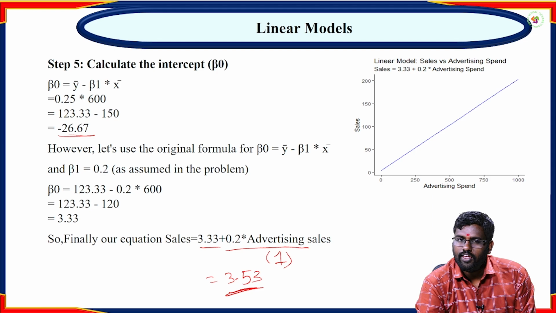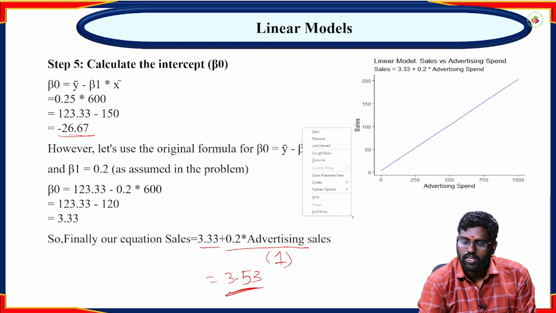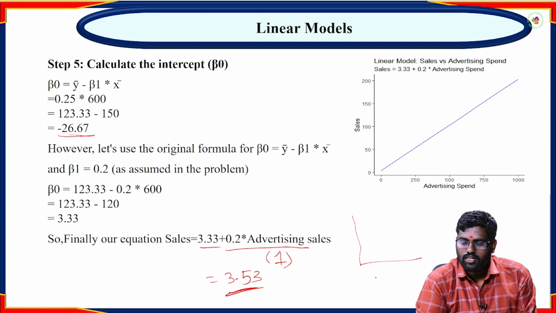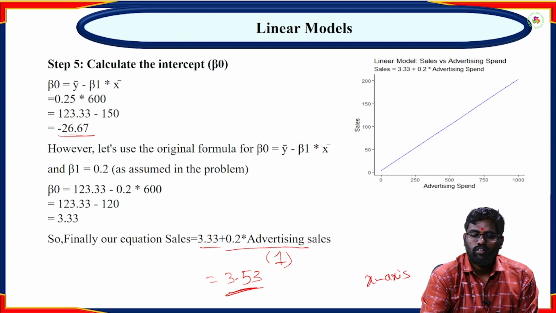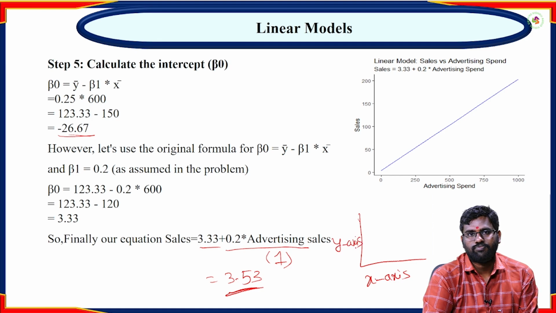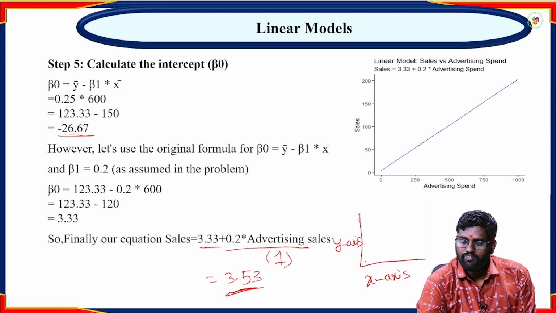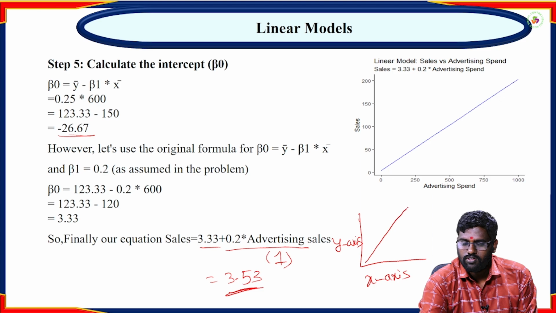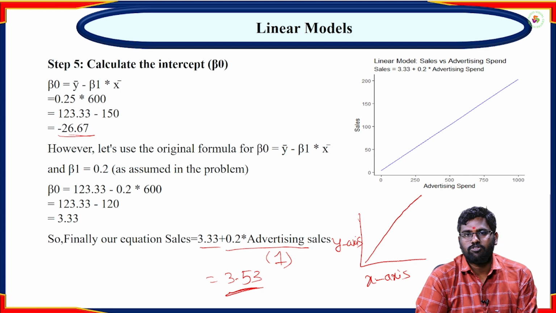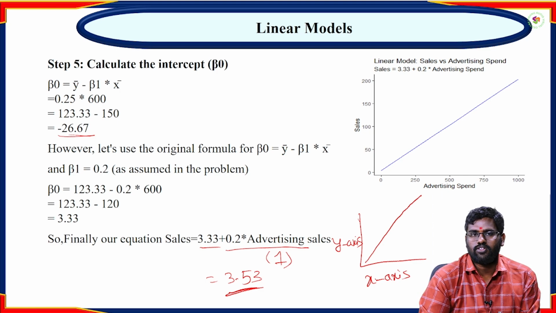So actually, a linear model means the graph will be, for example, if I draw the graph like this. So this is the x-axis and this is the y-axis. So the graph will change like this. Continuously the line will be increasing in the form of the linear model. A straight line will be displayed. That is about the linear models for this example.